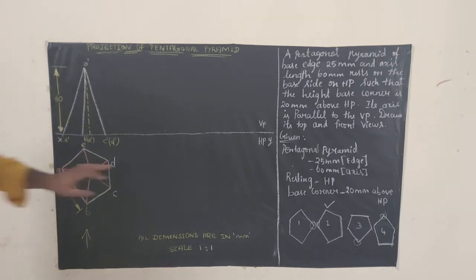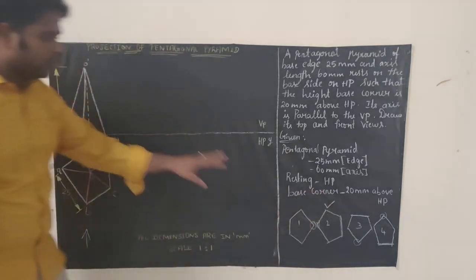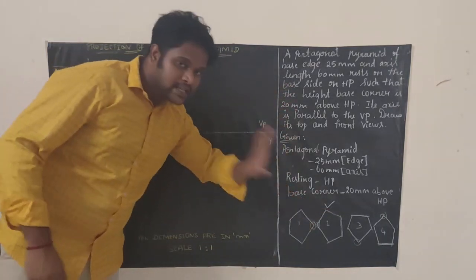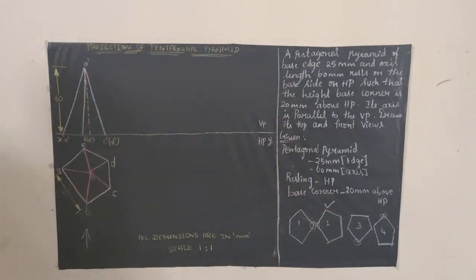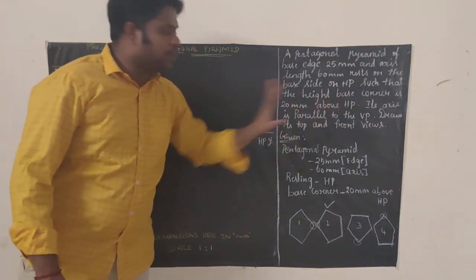And here I clearly explained you have to go with the second diagram, and also I put a tick mark for your reference. So since they are asking for the base edge, we have just gone with the second diagram. Now I will explain. And one more important thing is, here they have clearly given us the base corner is 20 mm above HP.